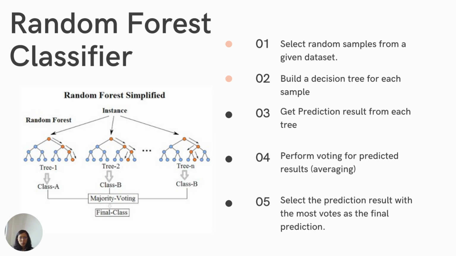Then you do the majority vote. Based on the majority vote, you select the result with the most votes as the final prediction. In the given example, you can see from the figure that trees 1 and 4 vote for class A, and trees 2 and 3 vote for class B. So if you take the majority vote, you have to select class B as the final result. This is how the random forest works.